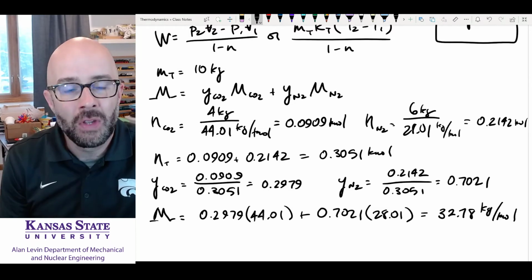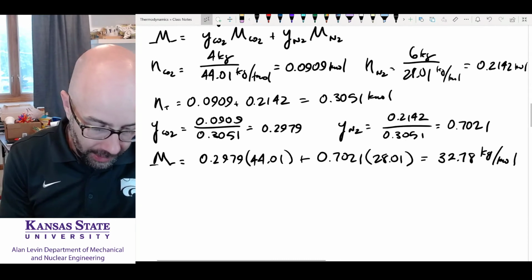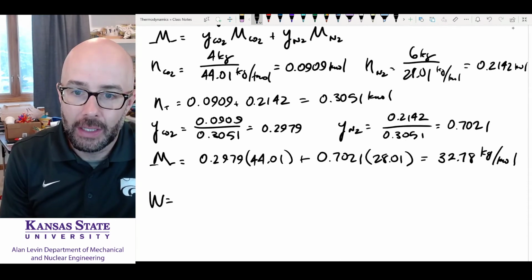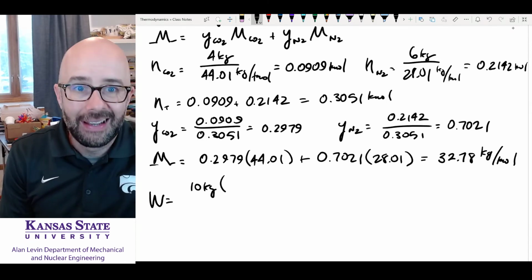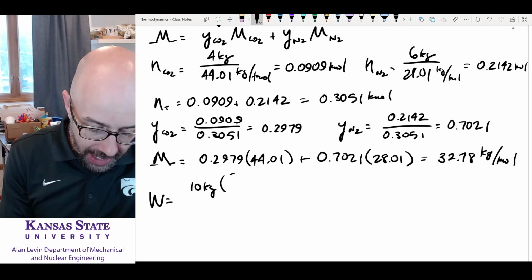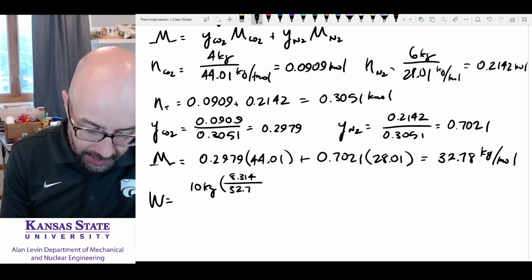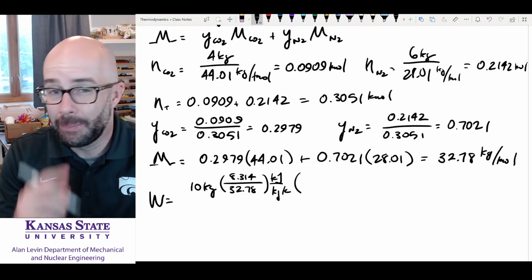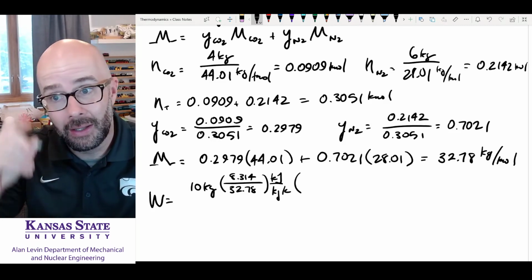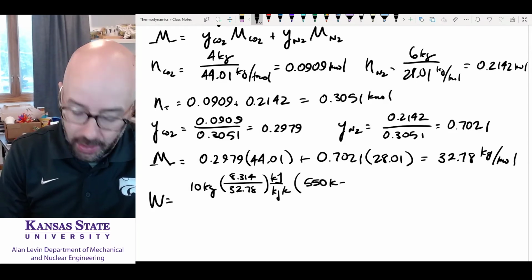sense. Okay, so now with that information, we can put that into our equation, and we can say that the work is equal to, well, the total mass is 10 kilograms times our R value, which is going to be the 8.314 divided by the apparent molecular weight, which we just calculated is 32.78. This is going to be in kilojoules per kilogram Kelvin. And we're going to take it times our temperature difference, which I can put in Celsius or Kelvin, doesn't really matter here. Let me go here and go 550 Kelvin minus 300 Kelvin.